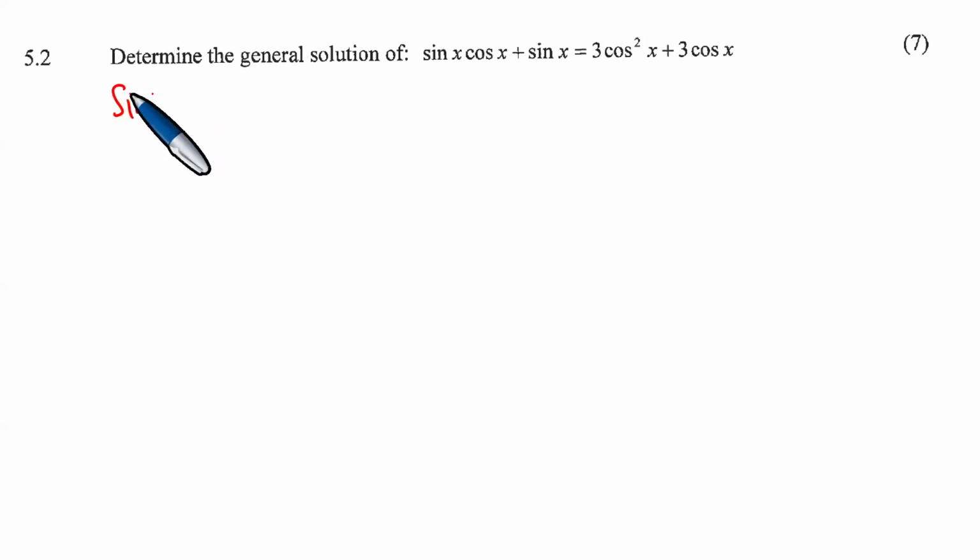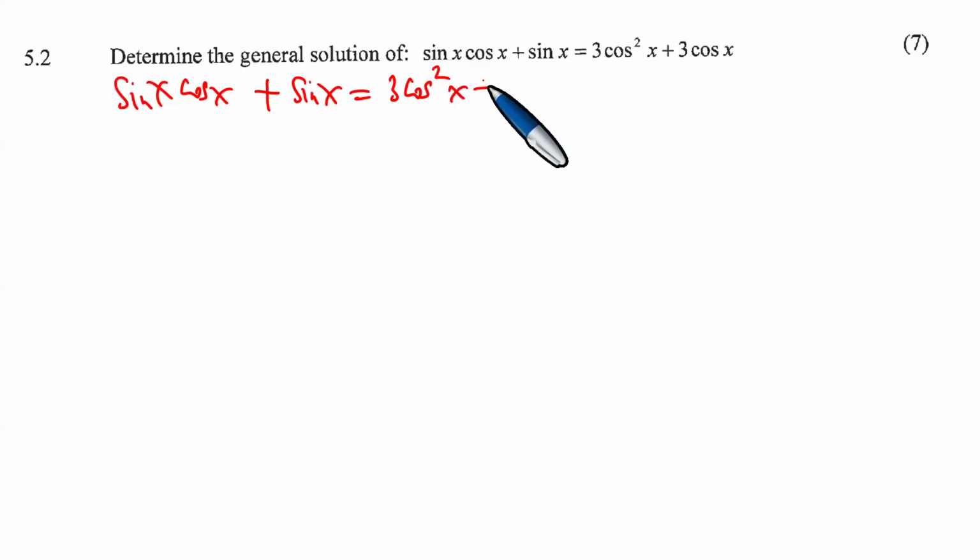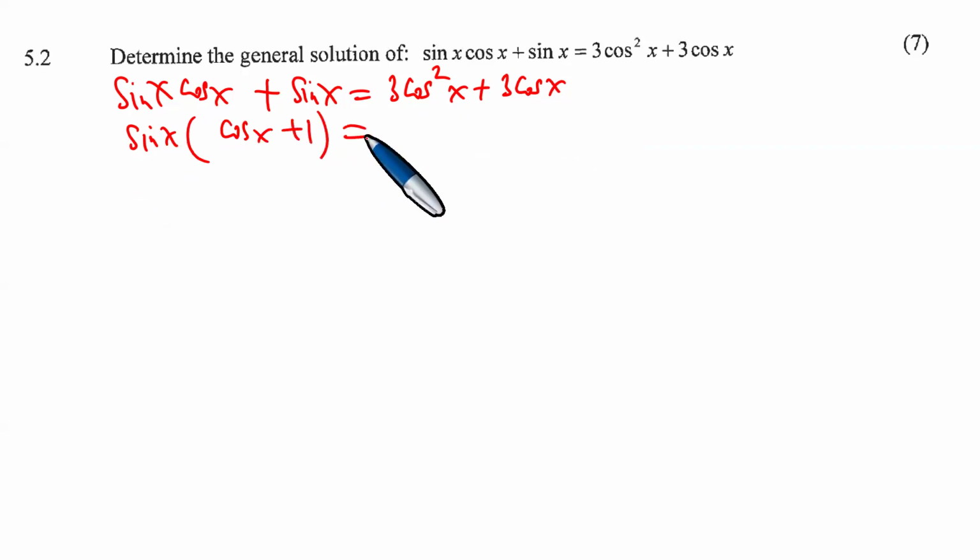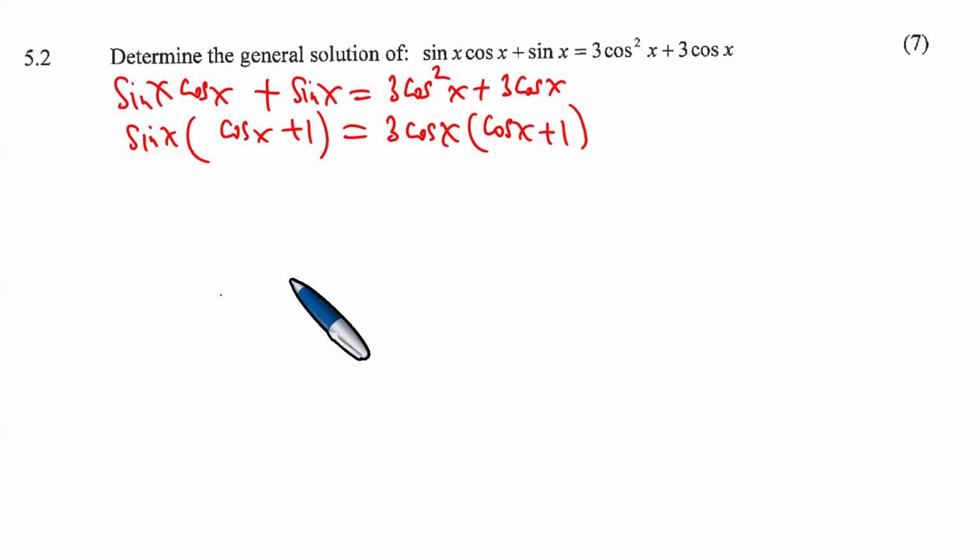Let's do that. In the exam, obviously you need to first write the question. So it is sine x cosine x plus sine x equals 3 cosine squared x plus 3 cosine x. Okay, we factor out sine x, giving us cosine x plus 1, which equals, and then what next? What do we factor out next? We factor out 3 cosine x. And if we do that, we're left with cosine x plus 1. Okay, good. And this is what we get. Then what do we do next? We're trying to reason here together.